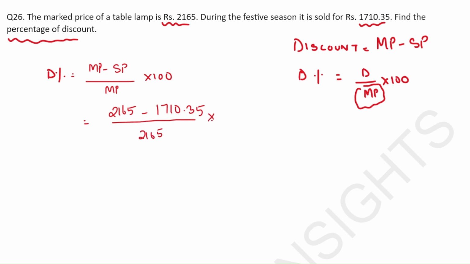2165 into 100. So if you solve this, you will get the value as 454.65 divided by 2165 into 100. Now you will get the final answer, which is 21%. Okay, so this is how you find a discount percentage. So let's go to the second question.